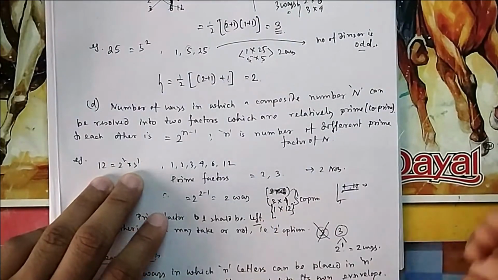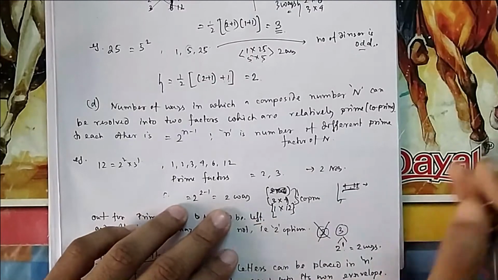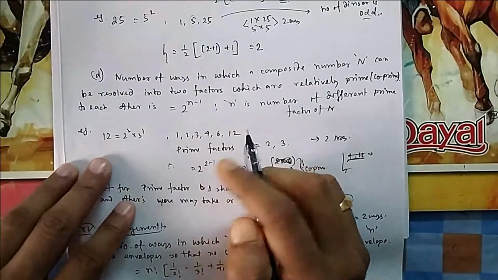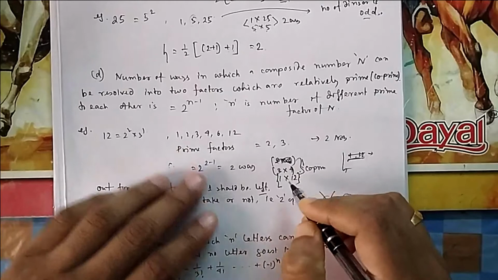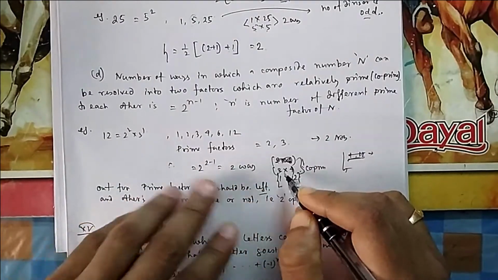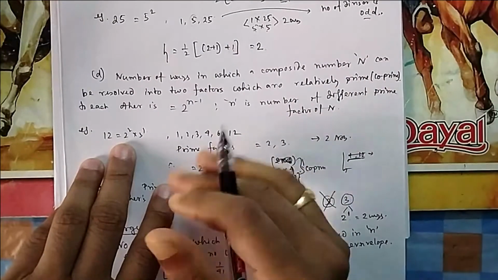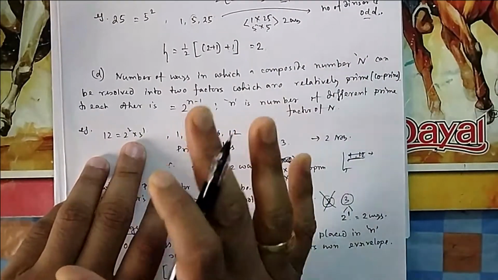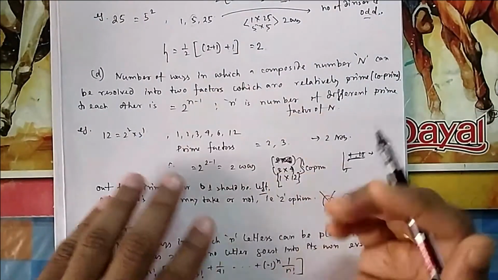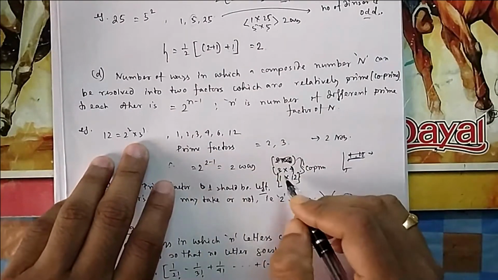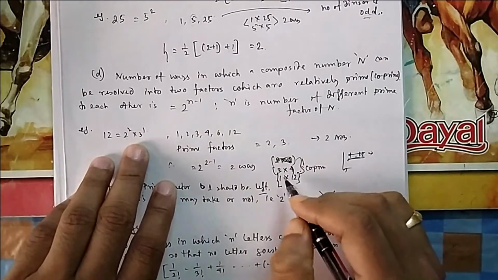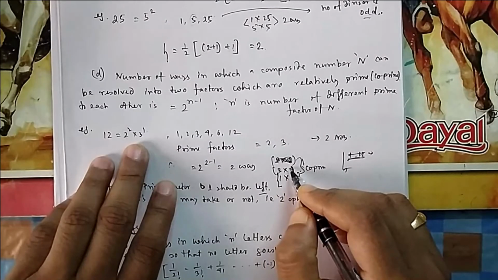These 2 are the prime factors, 2 numbers. So your answer will be 2 to the power 2 minus 1. Why is it n minus 1 actually? When you say this, out of these 2 you have to leave 1, because you have to take 1 only. Suppose if you leave 2, then with 3 you can write 3 into 4.